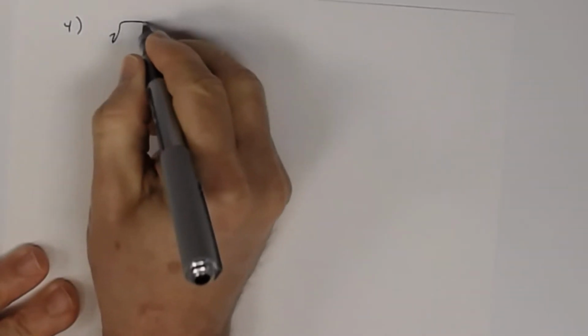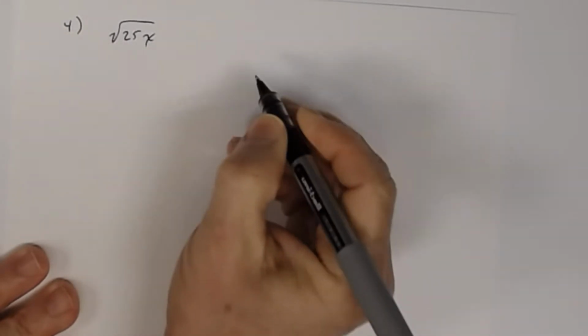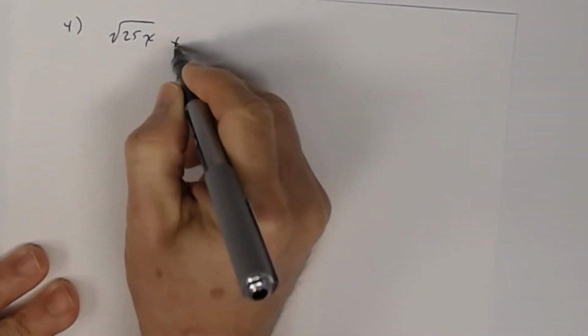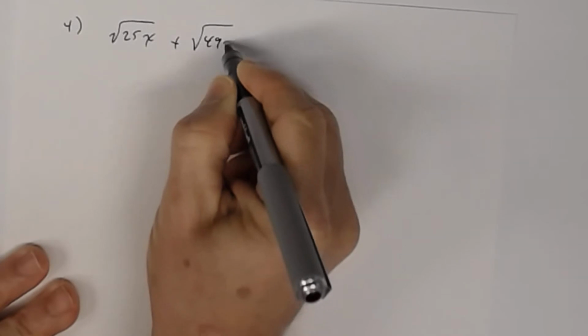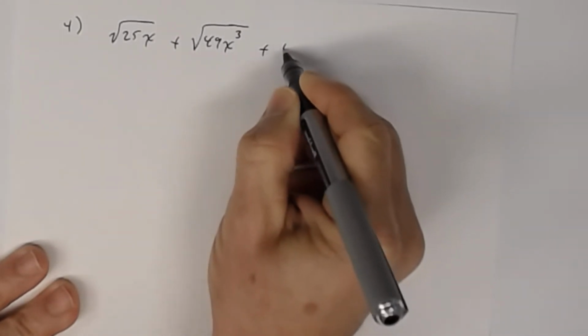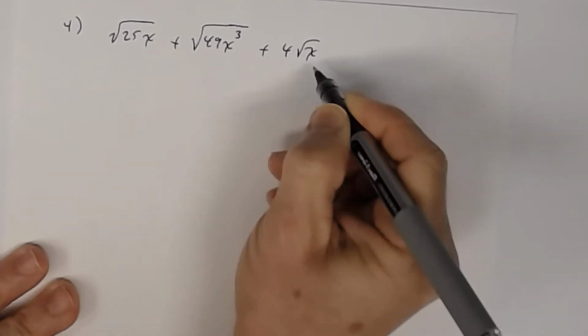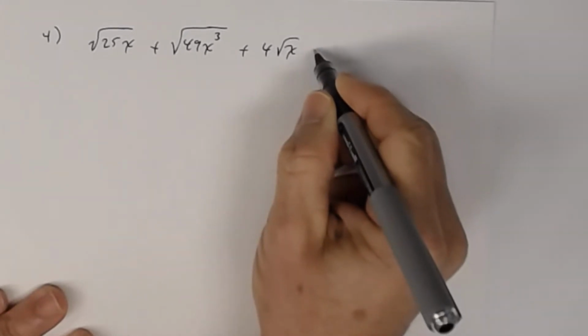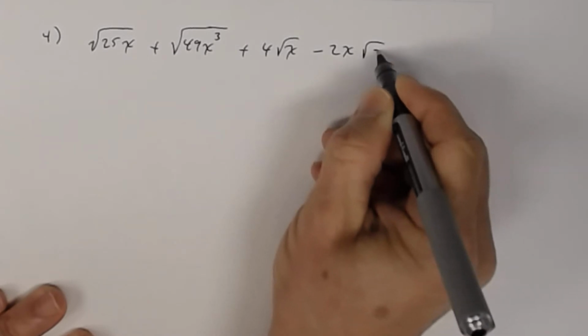All right, number 4, we have the square root of 25x plus the square root of 49x cubed plus 4 square root of x, and then minus 2x square root of x.